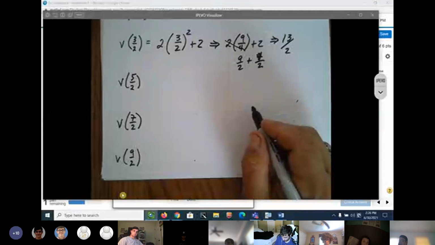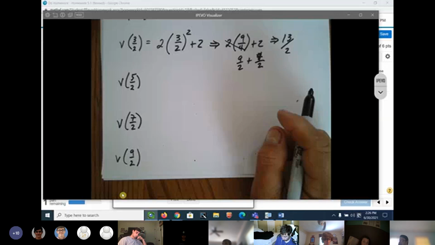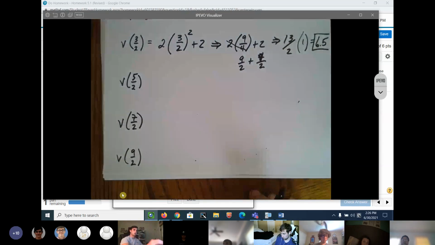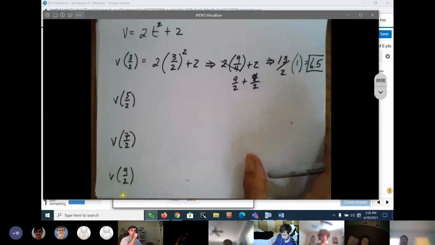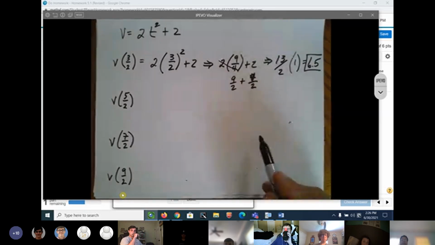And 13 halves is the height, which is 6.5. You're going to multiply that by 1, and your first area is 6.5. Now I'm going to use 0.5 because I'm talking about volume, I mean area. You can use 6 1/2 if you want to. Y'all check my math. I think that should be correct.